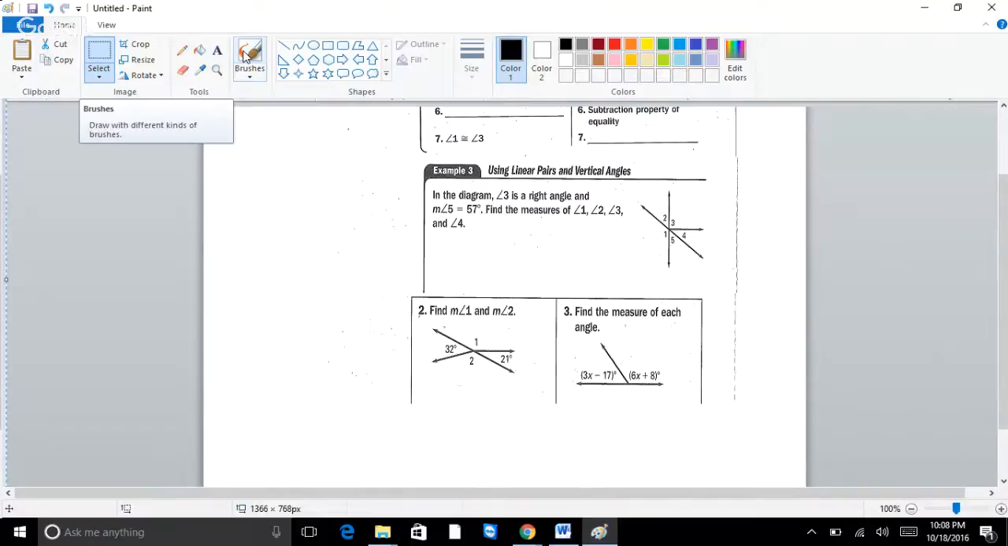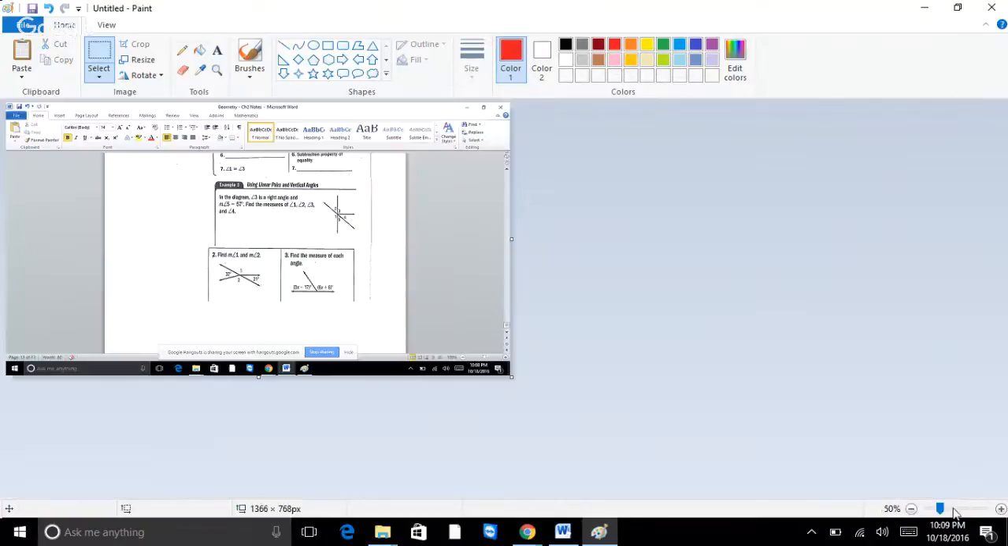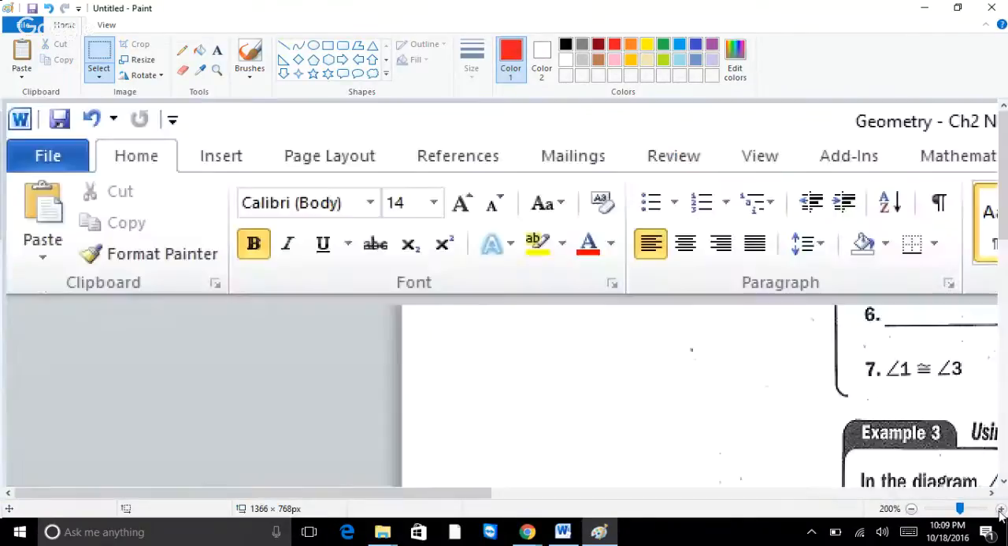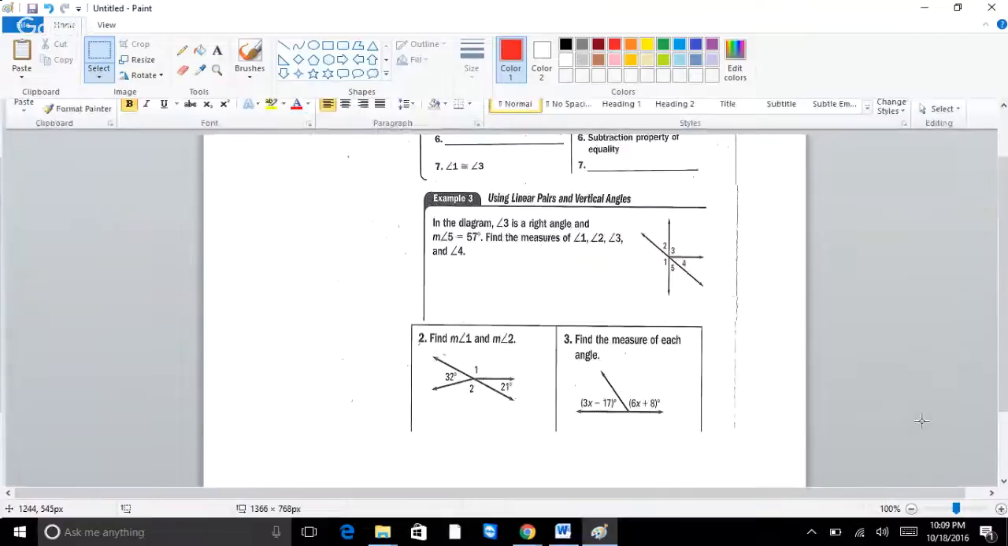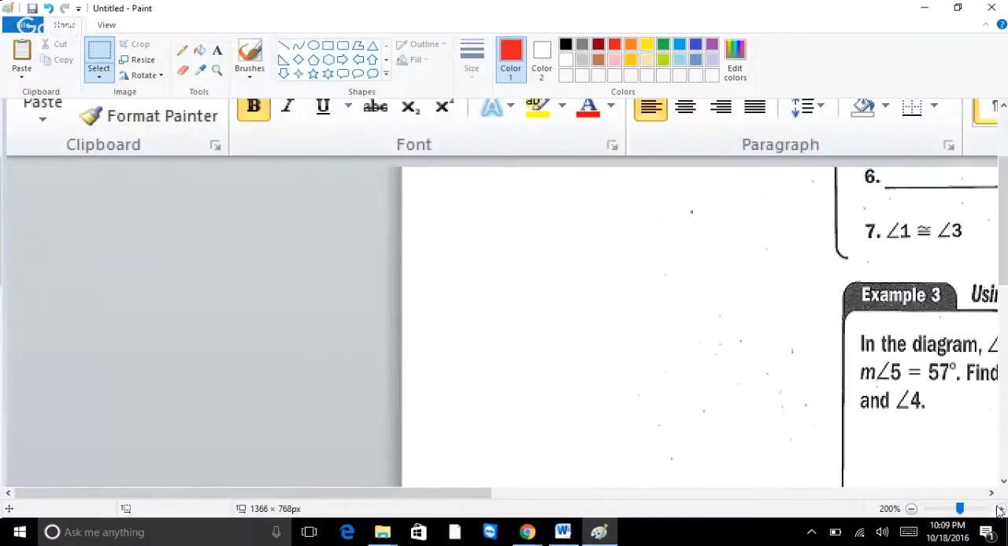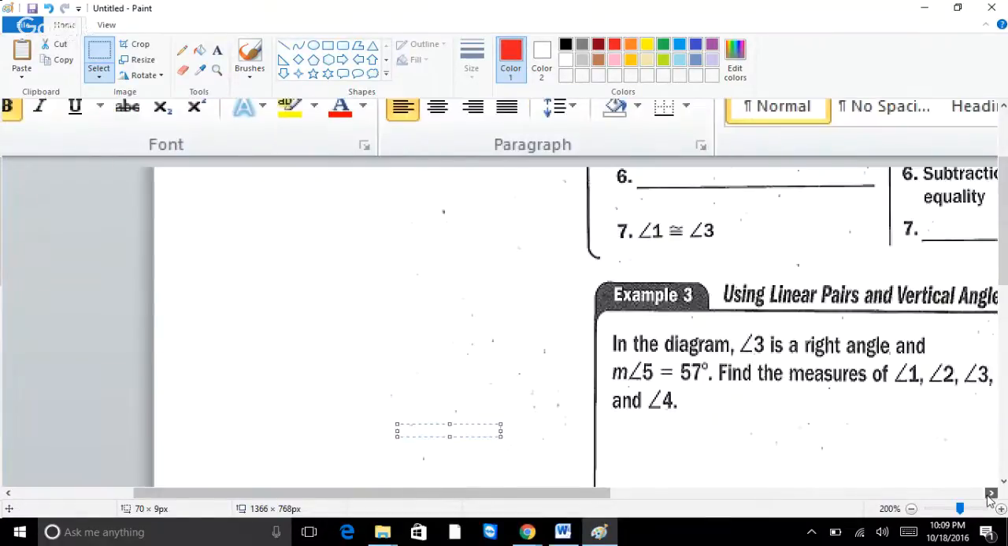Okay, so example number 3, we're going to use linear pairs and vertical angles. Okay, so in the diagram, angle 3 is a right angle, and the measure of angle 5 is 57 degrees. So what I like to do when I'm solving these problems is I want to actually use, let's actually zoom in a little here. I can't zoom in anymore. So what I actually want to do is draw, let's see if we can get this a little closer here. Draw right on my diagram.